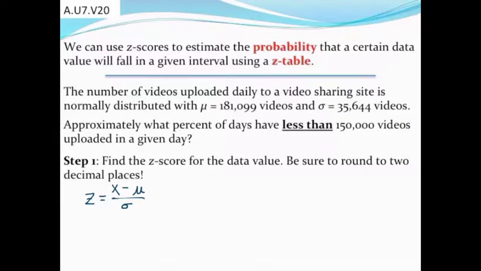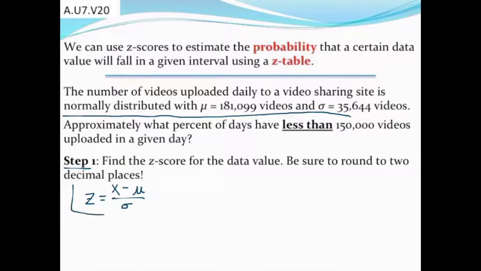We can use z-scores to estimate probabilities that certain events will happen. Let's take a look at this example down here involving some videos that are being uploaded onto some kind of video sharing website, and we're given some data with that. To estimate probabilities, it's a two-step process. The first step is to calculate your z-score for your given scenario.